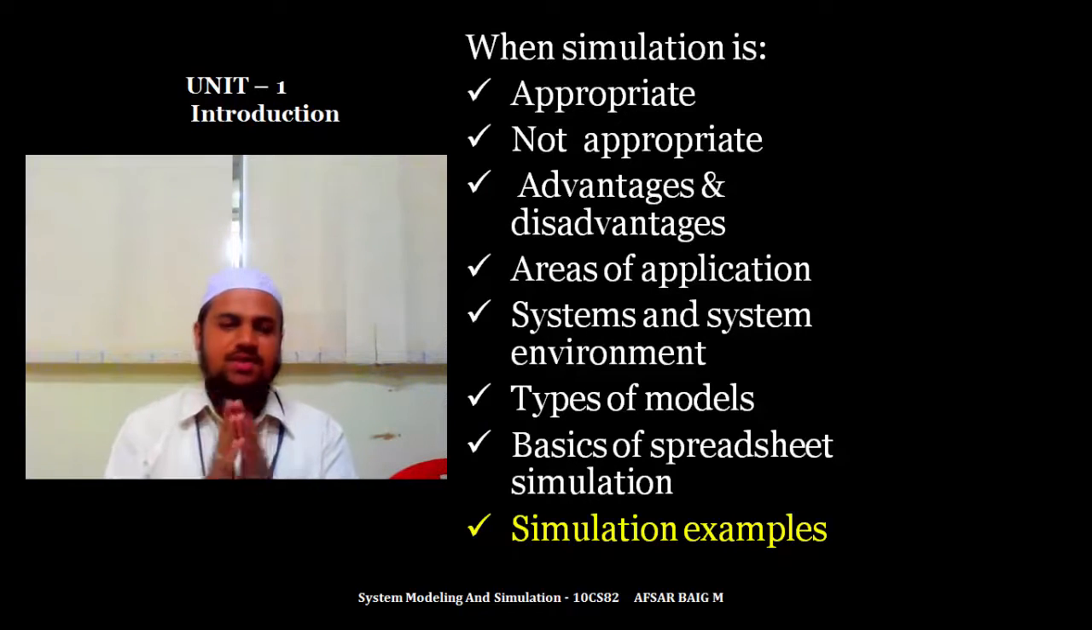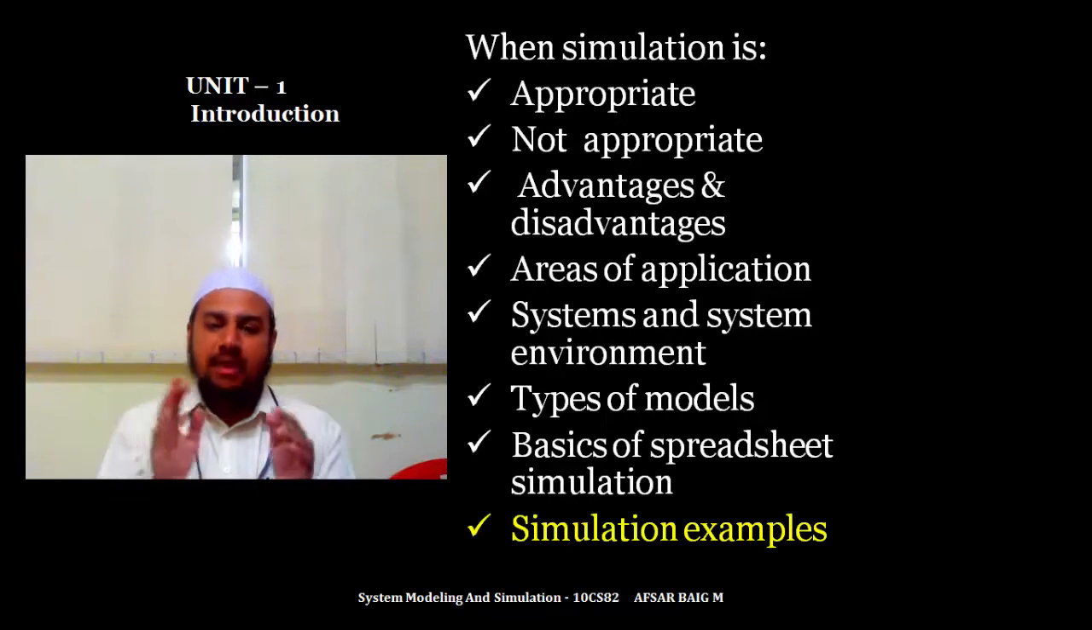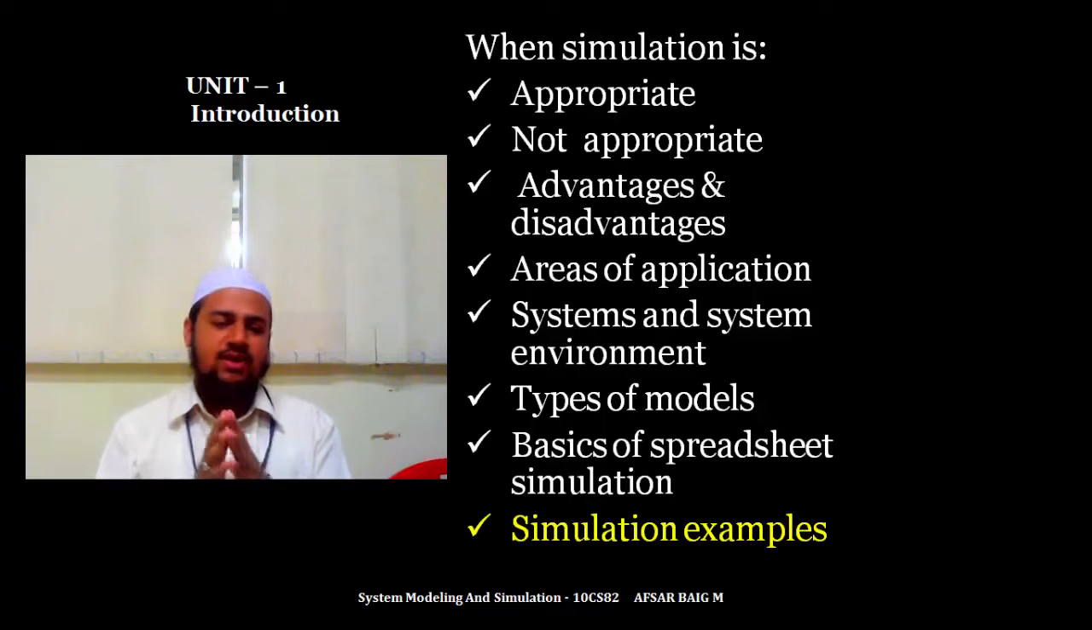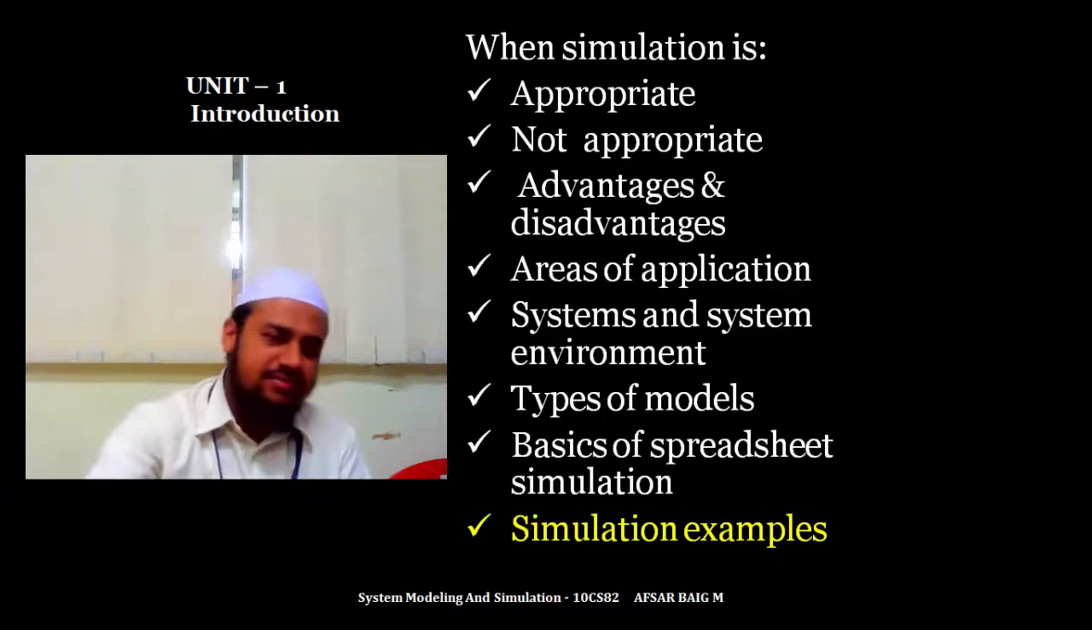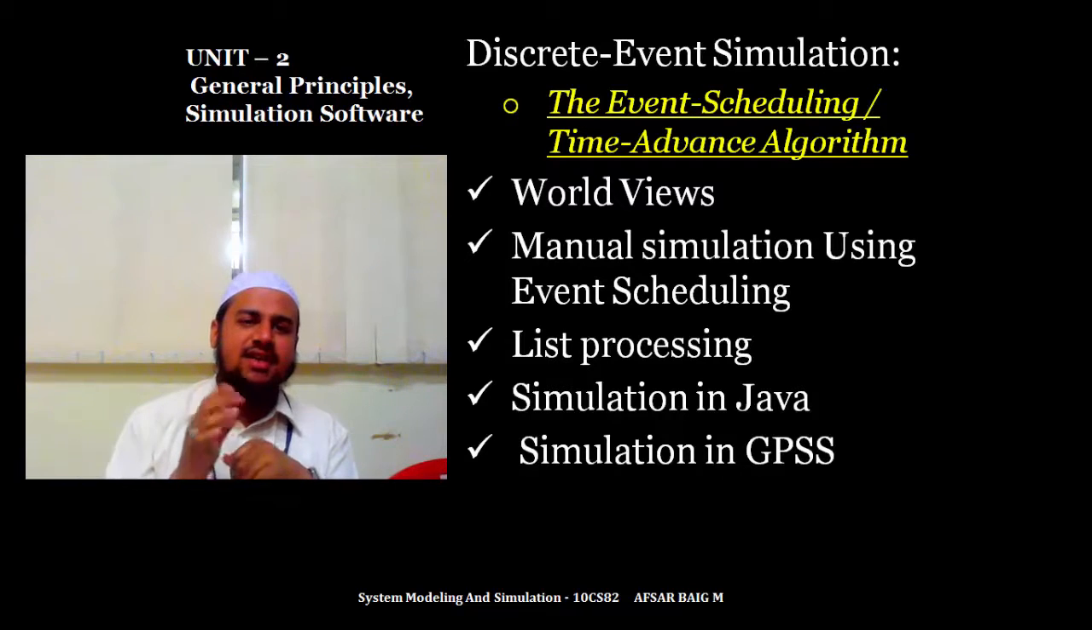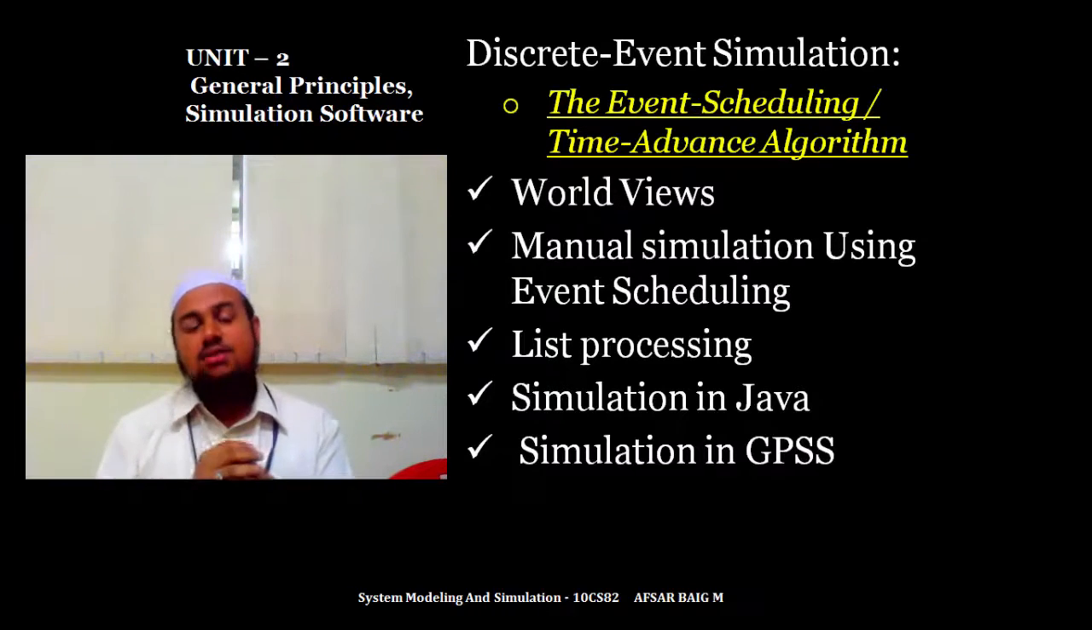There are two types of simulation that are possible. One is manual simulation and another is automatic. So in this unit we'll be talking about the manual simulation, how we can use spreadsheet simulation, and we'll be seeing one example on simulation. Then we'll move on to the second unit where we'll be talking about general principles and simulation software.